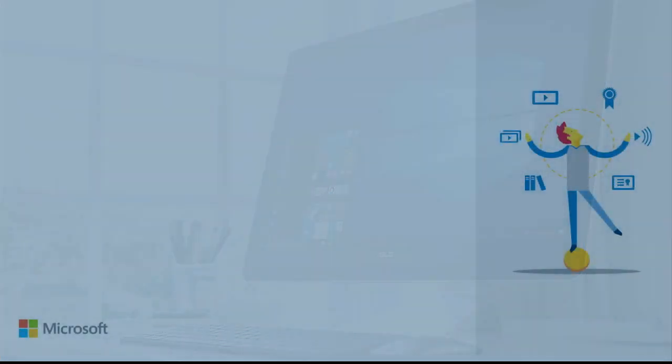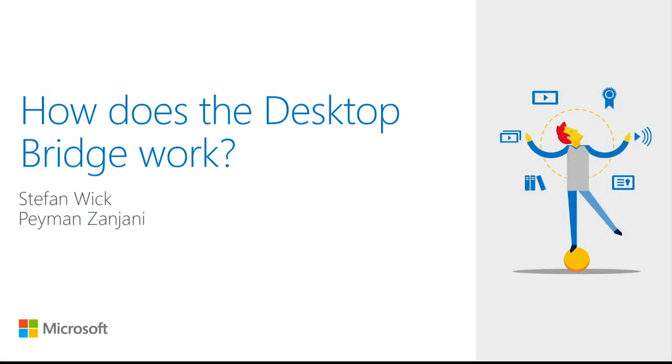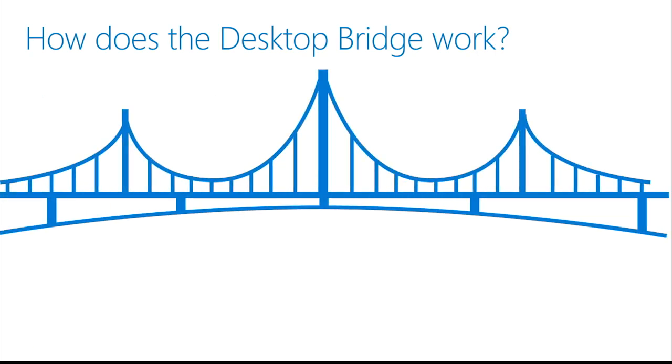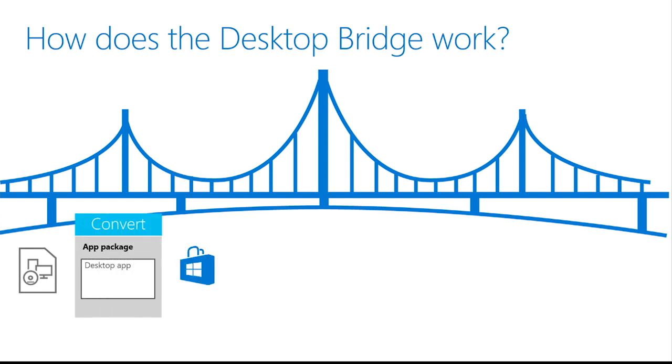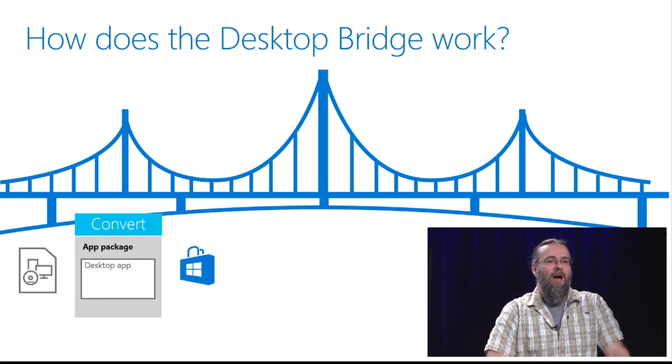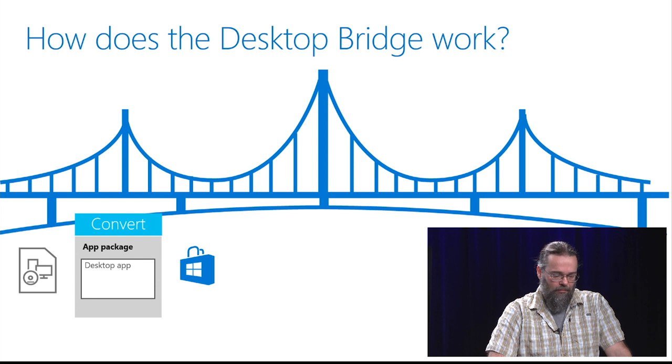So let's see, how does the Desktop Bridge work? Let's take a look at the steps over the bridge. The first step for an application to get on the Desktop Bridge is to convert your existing installer. We convert your installer, we don't convert your code. Typically, you don't need to change your code in this phase. You can keep all your existing code investments, and you get immediate benefits from doing the conversion of your installer.